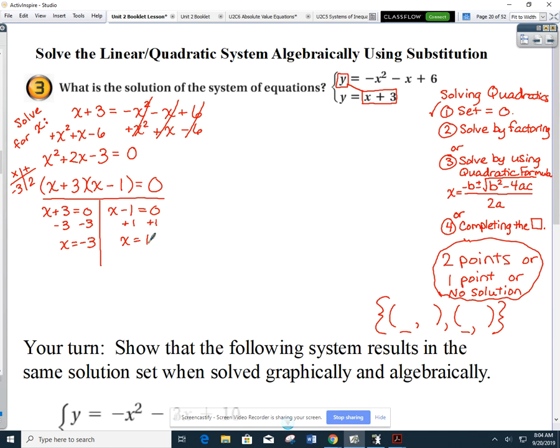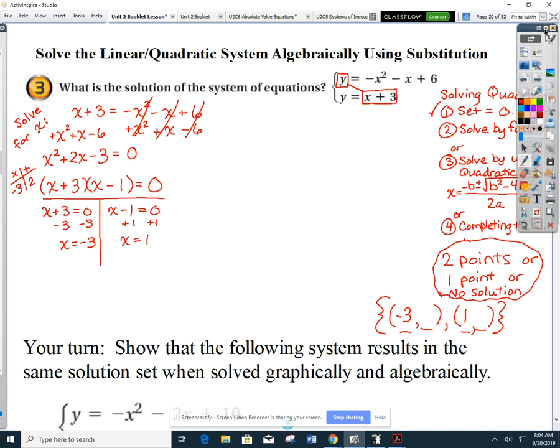So what we now know are our x values, but we don't have our y values. So how do we do that? Well, we do that the same way we did with solving a linear system, which is plug these values back in and find y.